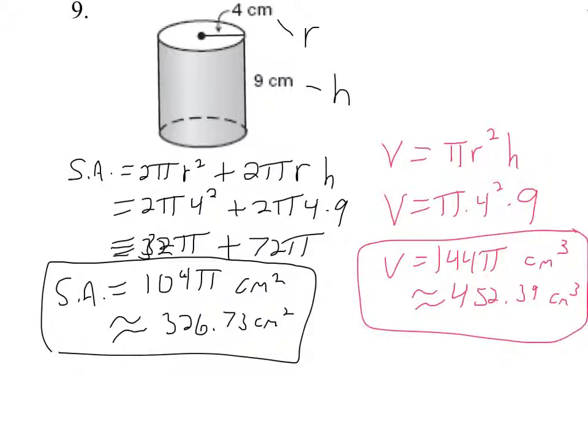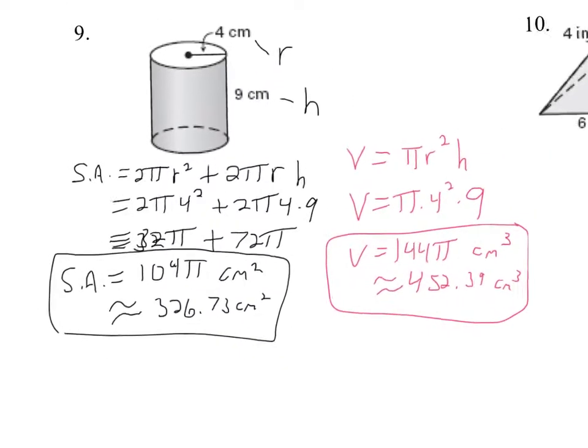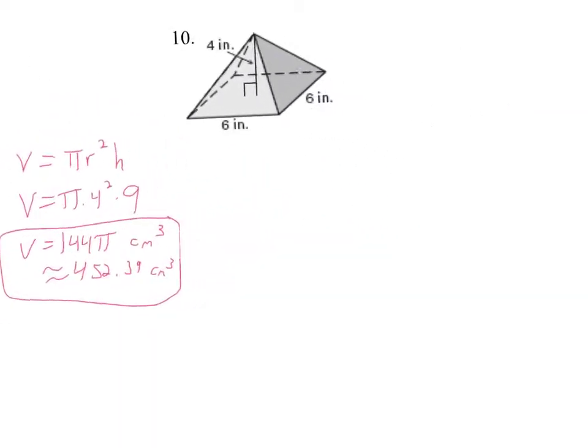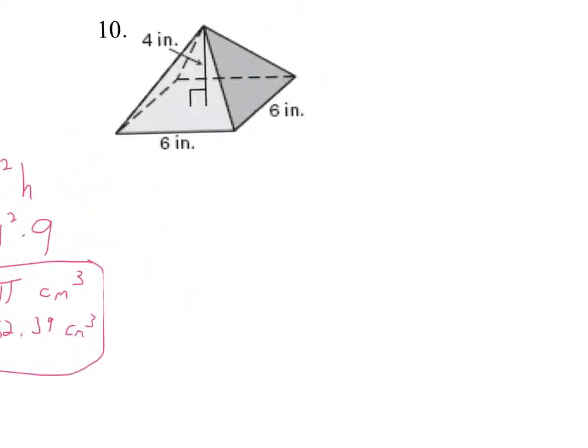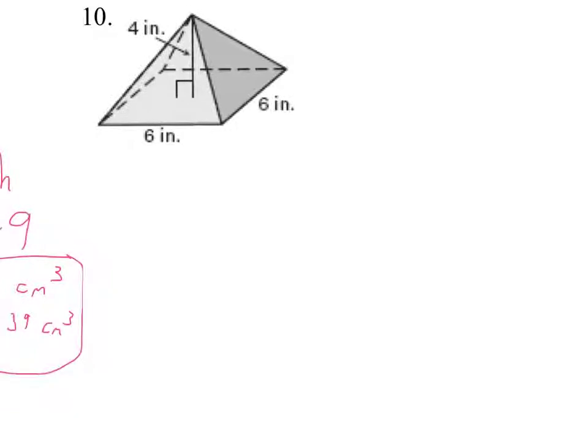Okay, on to number 10. We have another pyramid, and you can see this is a square pyramid. It's 6 by 6. So the surface area is where we're going to add the square plus the 4 triangles. Well, the square, again, you can see is 6 by 6, 36. Let's talk about the triangles.